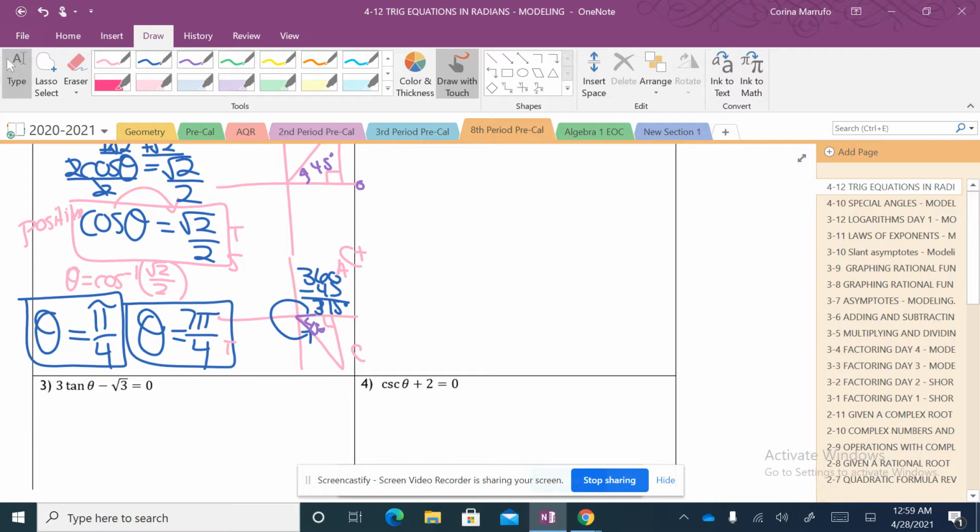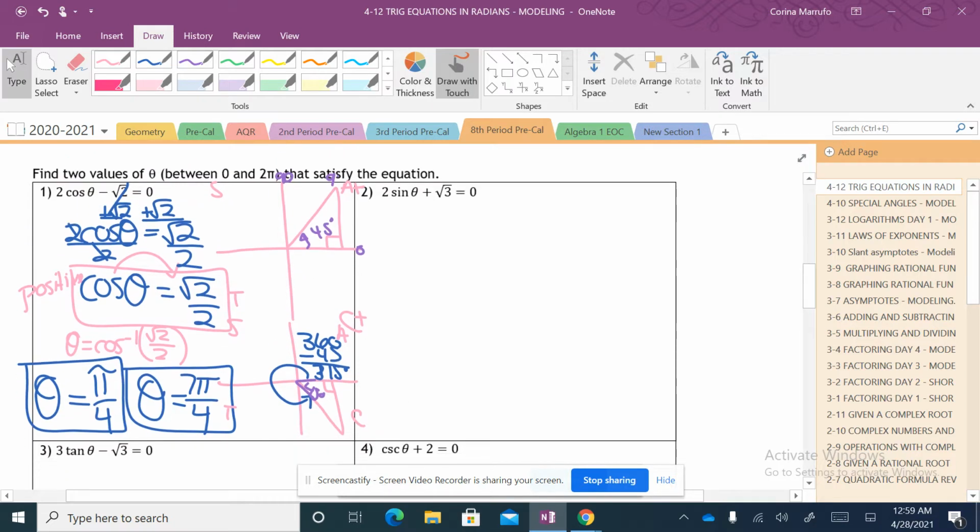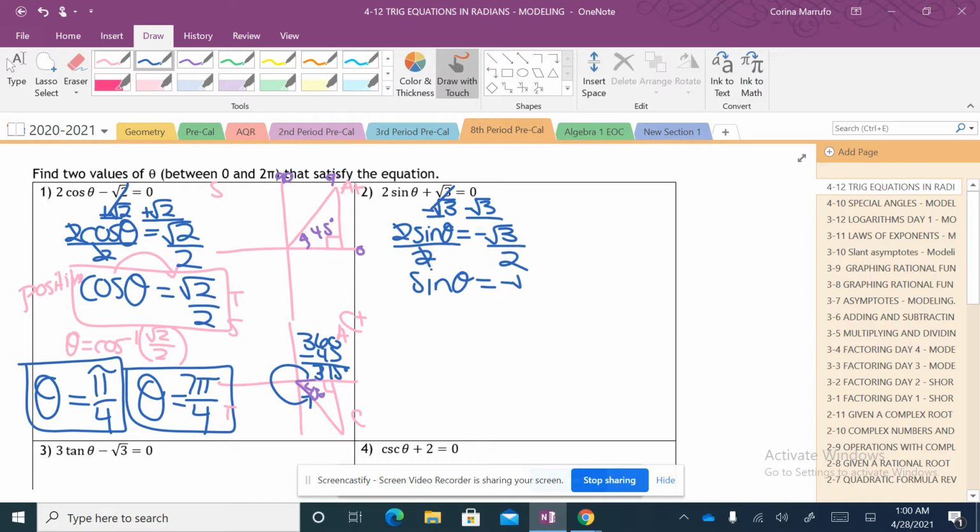Okay. Now, the next one here we have 2 sine of theta plus the square root of 3 equals 0. So I'm going to go ahead and solve for theta. First I'm going to move over the square root of 3 by subtracting. It cancels here and we get 2 sine of theta equals 0 minus the square root of 3, which is going to give me negative square root of 3. And then I go ahead and divide by 2. These 2's cancel, and I get sine of theta equals the negative square root of 3 over 2.